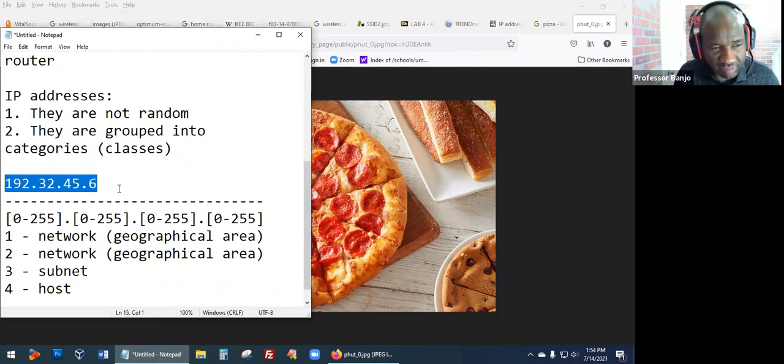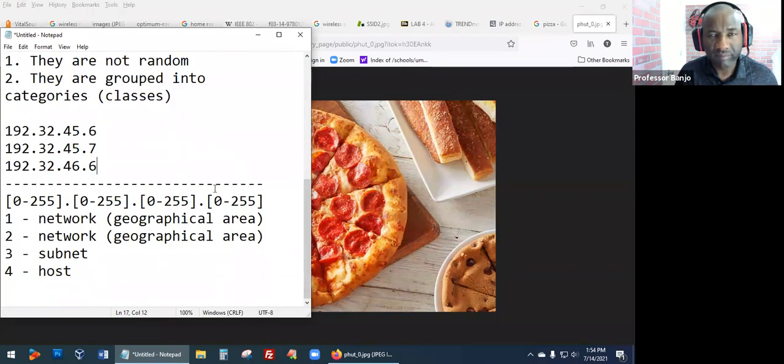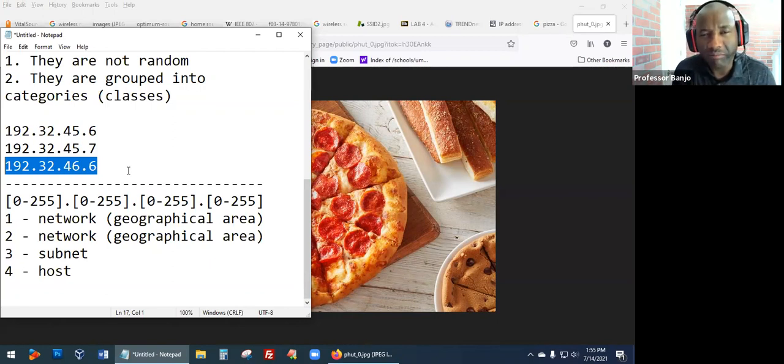So, for example, if you had another IP address like this, say this is 46, Lynn, if you see this IP address, you can see 192.32, 192.32, 192.32, they belong to the same network, like the same company or the same college. But the third part here, that's the subnet. This is 45, this is 46. This one, 46, that's a subnet. The same company, but maybe for security reasons, or you have to separate that department, that's a subnet. So you can have subnets in a network.